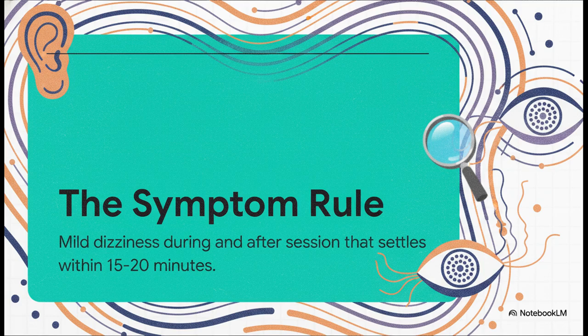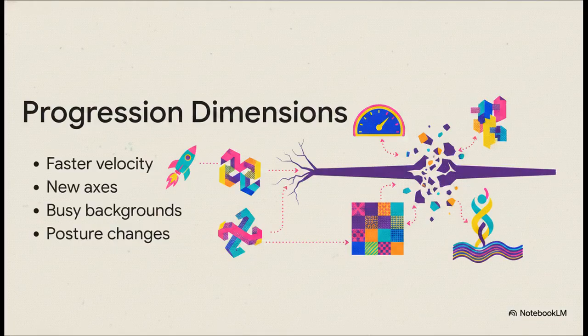But here's the safety valve. Those symptoms need to settle down within 15 to 20 minutes. If they get mild symptoms that settle fast, you can assure them they are exactly in the right therapeutic zone. Now, how do we progress?